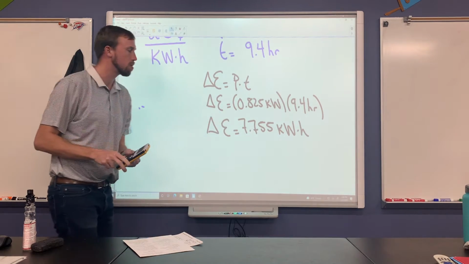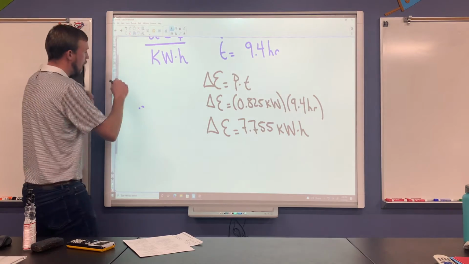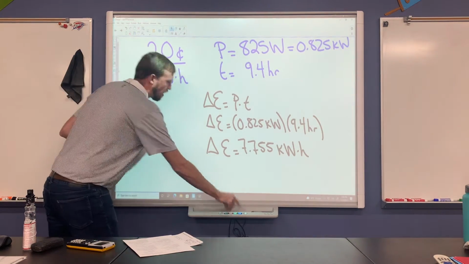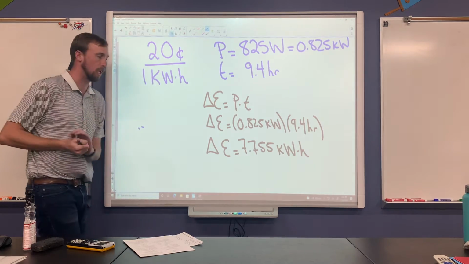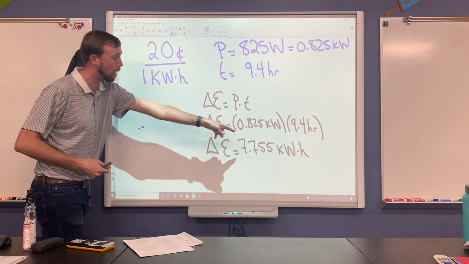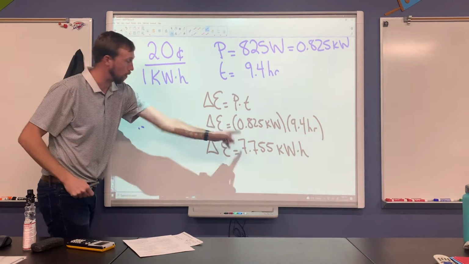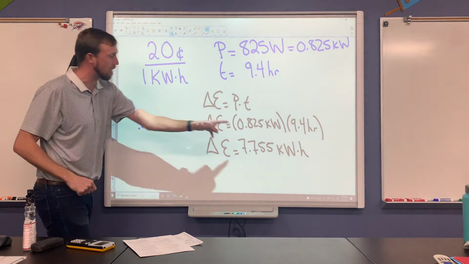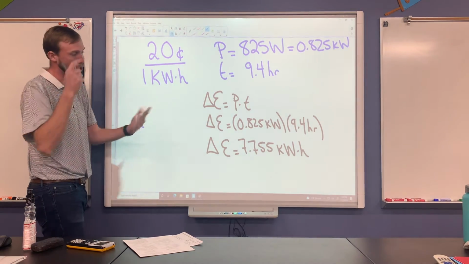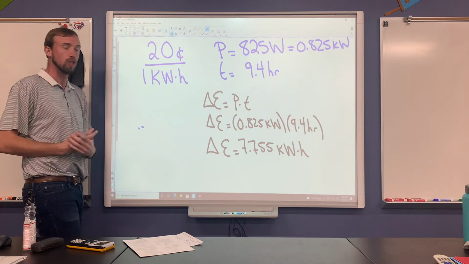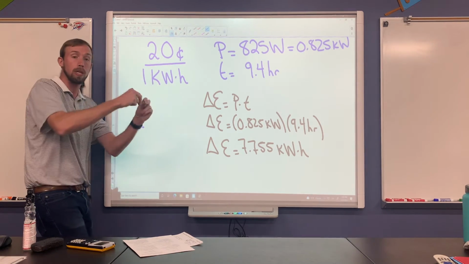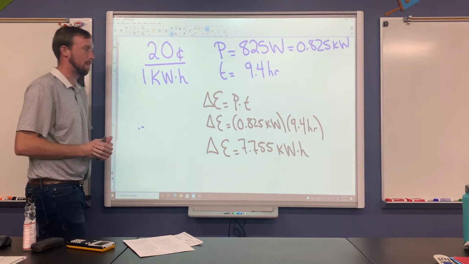Okay, so now that I have that, I know that I'm paying 20 cents for every 1 kilowatt hour. This is basically saying 20 cents over 1 kilowatt hour. But I'm using 7.755 kilowatt hours. So I'm going to pay 20 cents for every one of these. I need to multiply 20 cents by how many kilowatt hours I'm using, or how much energy I'm using. Usually we express energy in joules. This is just another way we can express energy: the power we use times the time we're using that power.